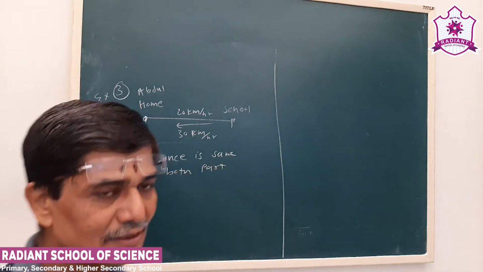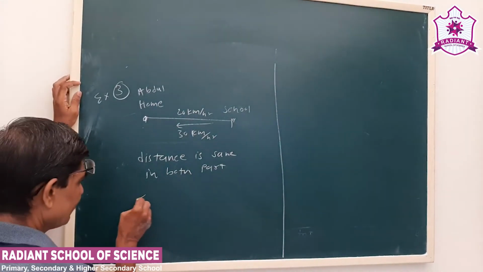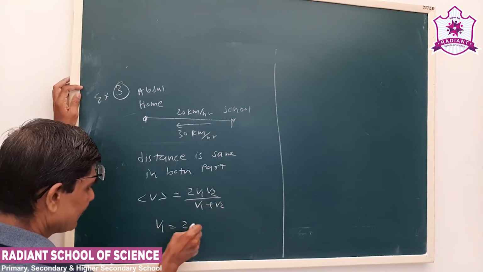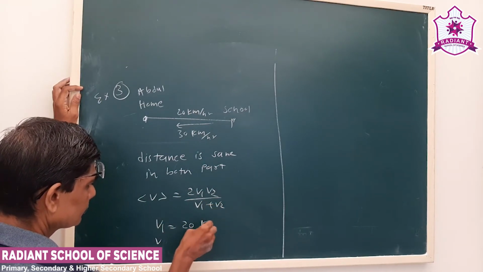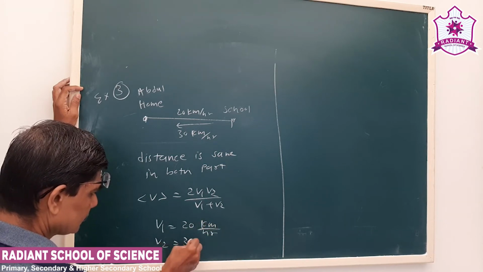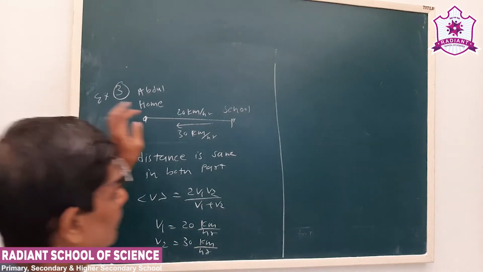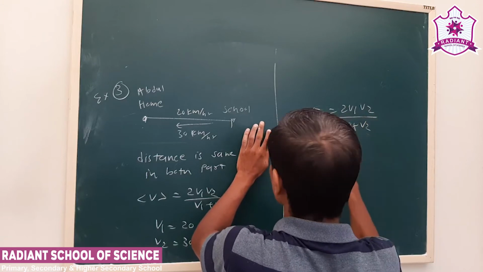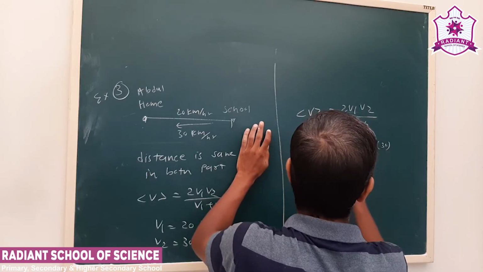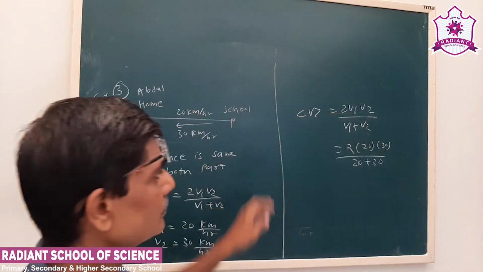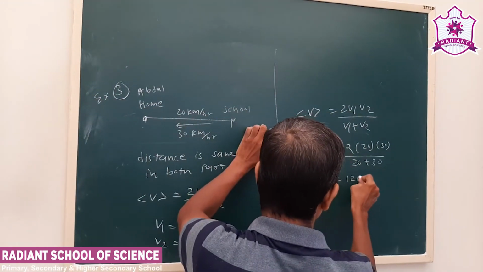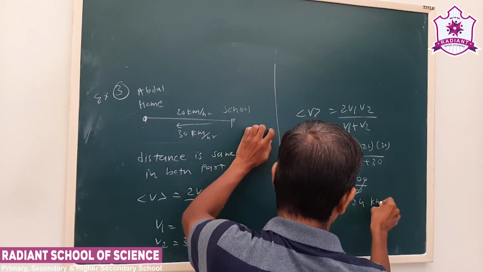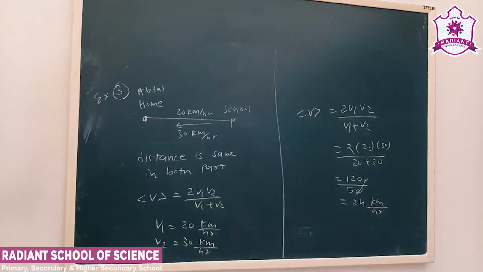Now as I explained, when the distance is the same, average speed will be 2v1v2 upon v1 plus v2. See here, v1 is 20. Okay, now average speed is 2v1v2 upon v1 plus v2. Okay, so this is how we can calculate the average speed.